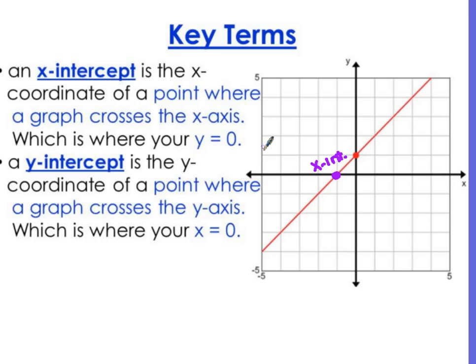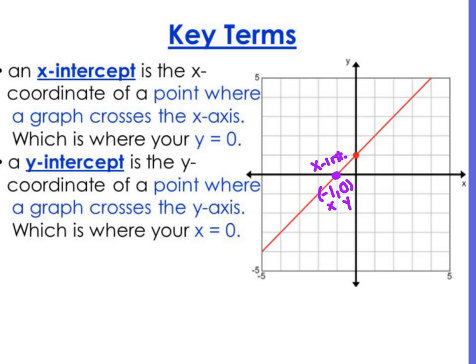Notice in my definition it says that this is where my y is 0. Well, let's talk about why that is, because if you understand why, you won't forget the rule. This seems a little odd that the x-intercept you plug in 0 for y, but this is why. If I look at this point, this is the point -1, 0. Notice that my x is -1, but my y value is 0.